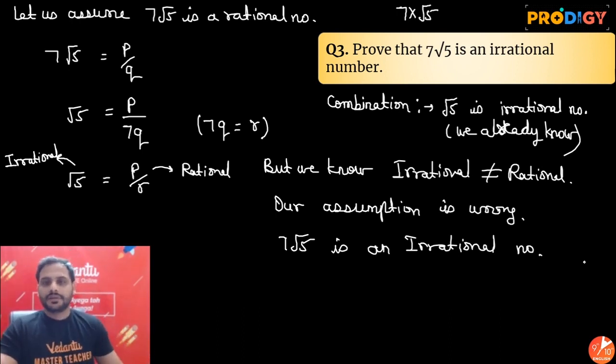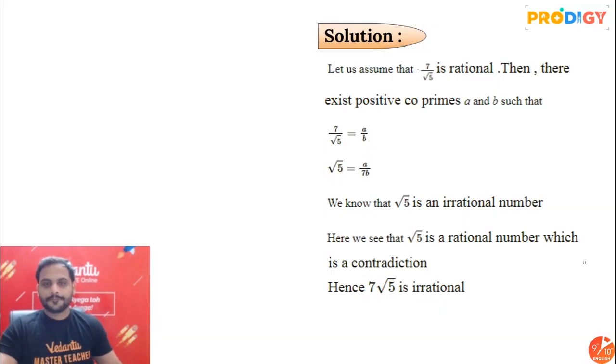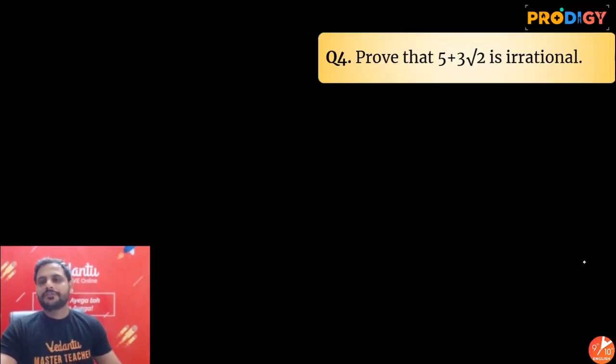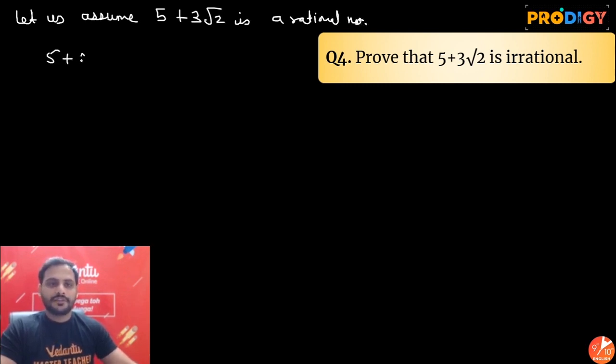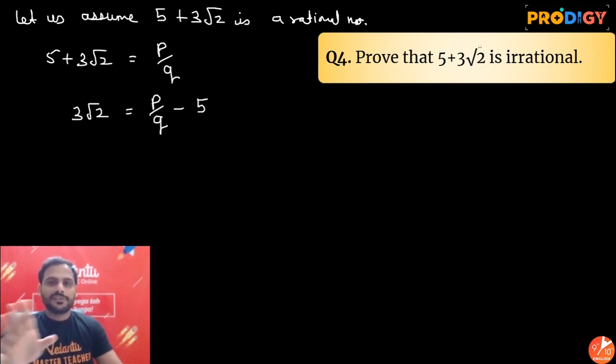Alright, let's move to the next question. Prove that 5 plus 3 root 2 is irrational. Again, separate. Let us assume 5 plus 3 root 2 is a rational number. So I can say 5 plus 3 root 2 is equal to, let's say, p by q. Shift 5 over there: 3 root 2 is equal to p by q minus 5. We already know root 2 is irrational, but is it also irrational with this combination or not?